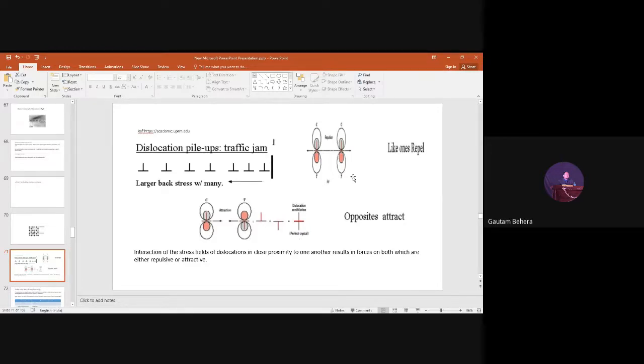They have the same nature. They don't want, suppose the compression fields come closer, so there will be more compression. Do you think it is a stable condition if there is more compression? No, sir, never. Similarly, in the bottom part, if they come closer, do you think more tension will be a favorable or stable condition in a lattice? No, right? So that's why same fields always repel. So that is why same sign dislocations repel. Now you people understood up to this?